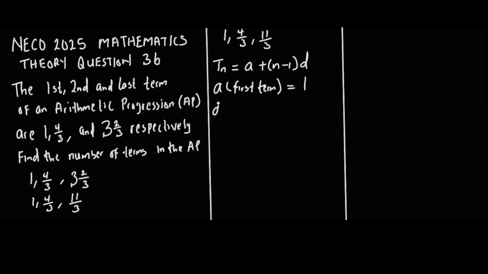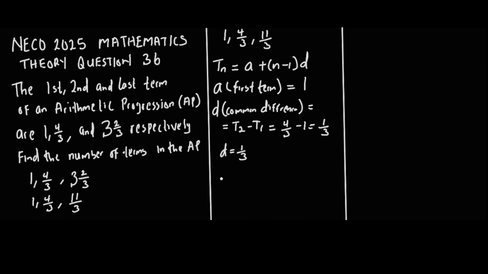To get our D, which is equal to the common difference, our common difference is calculated as T2 minus T1. So we subtract T2 minus T1, that means we have 4 over 3 minus 1. That is going to give us 1 over 3. That means here our D is equal to 1 over 3.